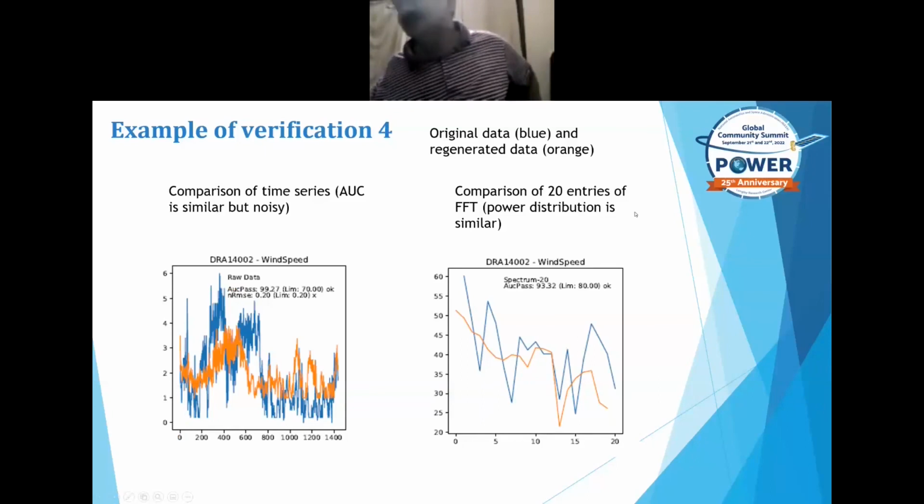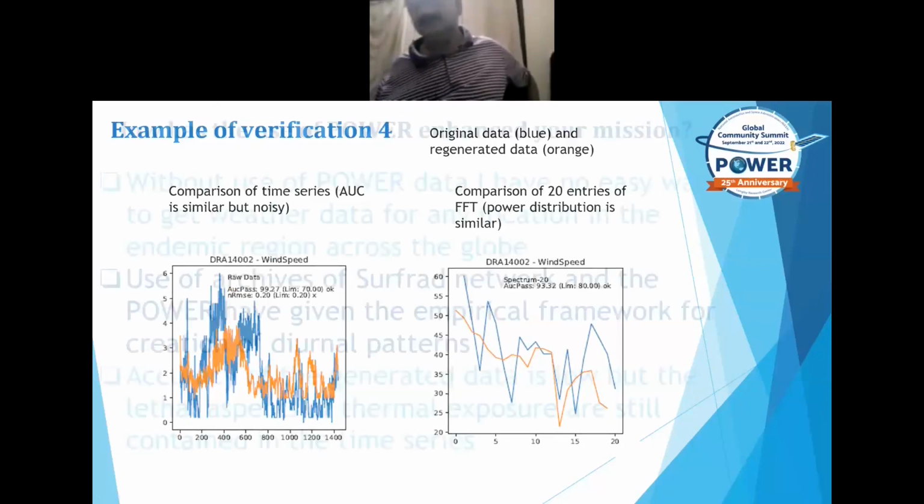This is wind speed reconstructed and FFT calculated. It's noisy, but the FFT is matching.